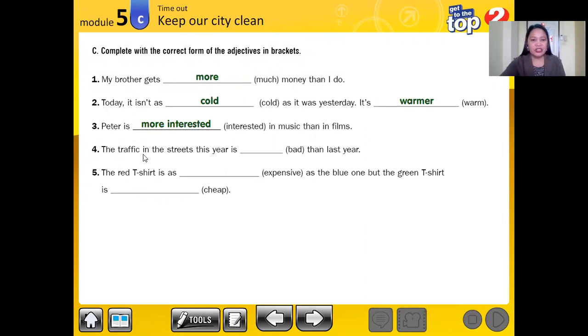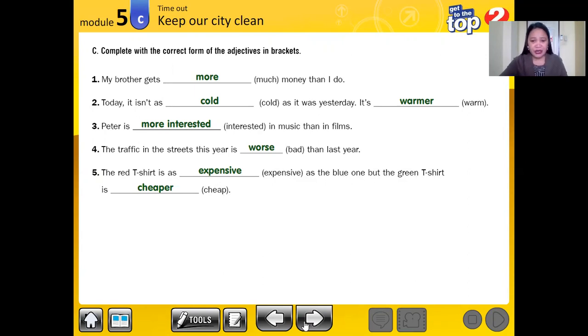Okay, next. The traffic in the streets this year is blank than last year. Again, we have "than." So we have to use the comparative form of the adjective. What is the comparative form of bad? Worse. Number 5, the red t-shirt is as... as... so we retain the adjective, expensive as the blue one, but the green t-shirt is comparative, cheaper. Correct.